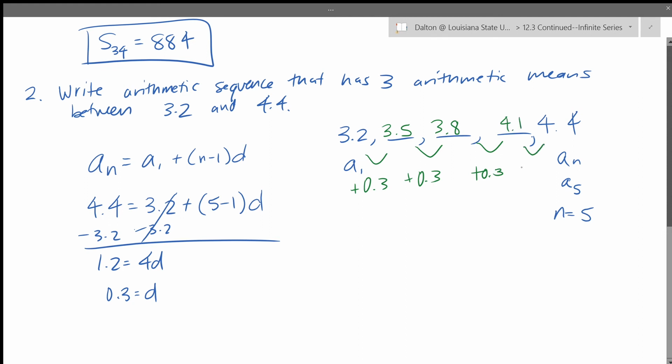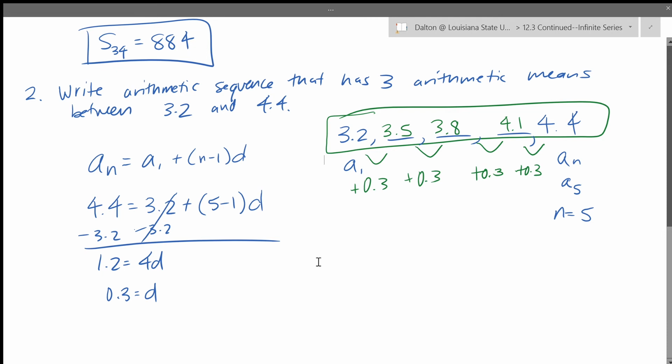then you can double check. You should end up with your last term by adding another 0.3. So that would be 5 terms in that arithmetic sequence. It's got 3 arithmetic means between your bookend numbers, 3.2 and 4.4. So that's dealing with arithmetic sequences.